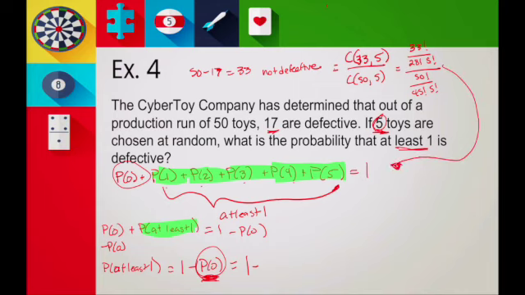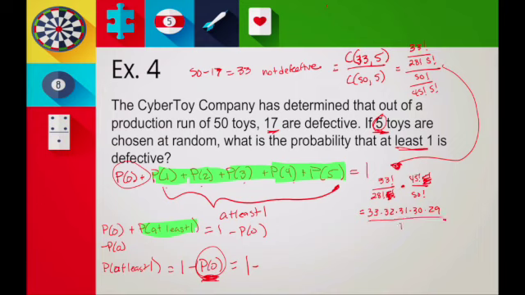And so we can simplify this. We can keep, change, flip. So this is going to be 33 factorial over 28 factorial, 5 factorial times, flip the second fraction, 45 factorial, 5 factorial over 50 factorial. Your 5 factorials you can cancel out. 33 factorial over 28 factorial. Remember, the 28, 27, 26 cancels out. So this is 33 times 32 times 31 times 30 times 29.